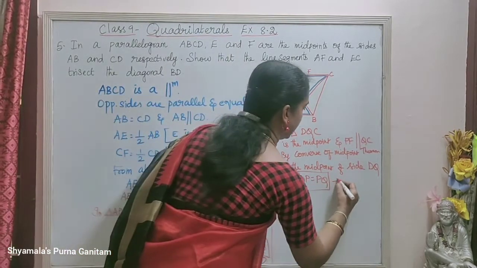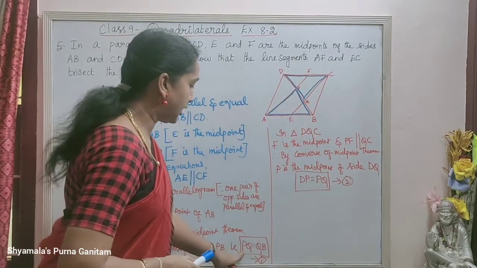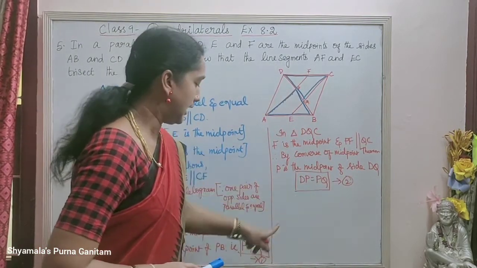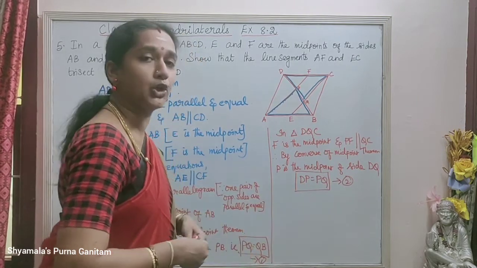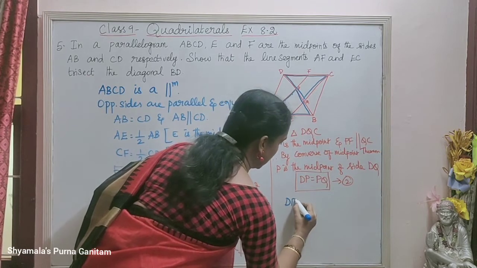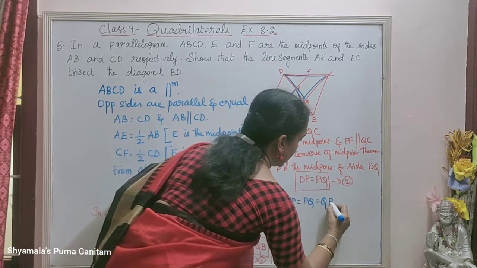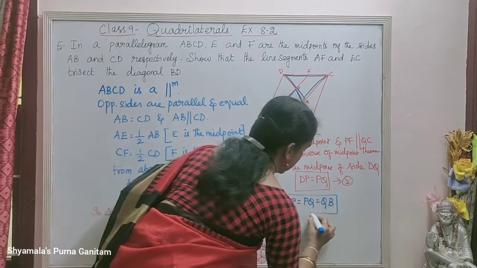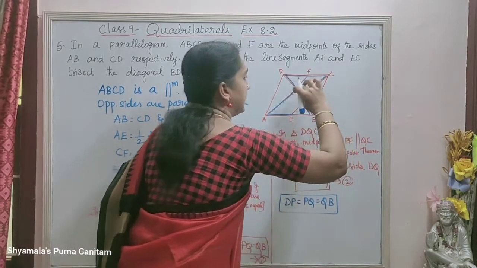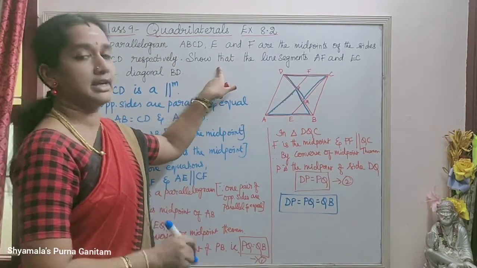Now what are we told? DP is equal to PQ. So PQ is equal to both DP and QB. So we can write it as DP is equal to PQ is equal to QB. That means all these three parts are equal. That is the thing we are asked to prove.